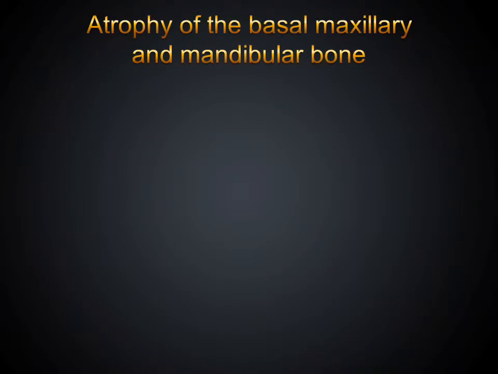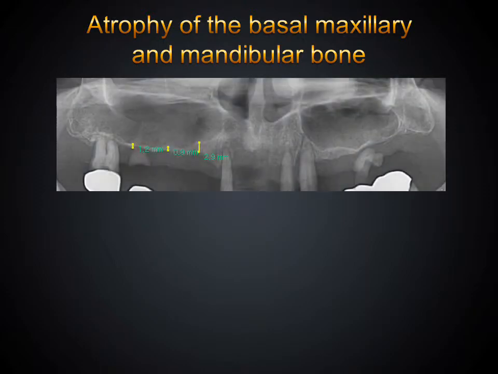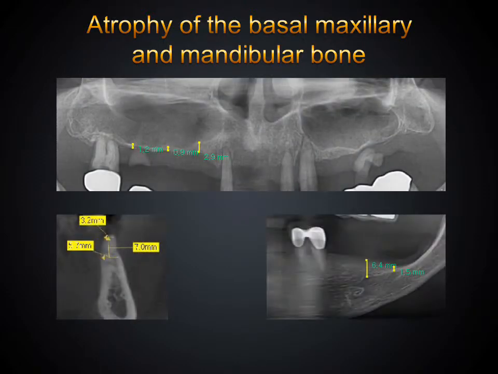The basal bone of the maxilla and mandible could be severely lost over a long period after tooth loss. The dimension of the ridge has to be augmented for implant placement. Autogenous bone graft is recommended with the GBR technique.